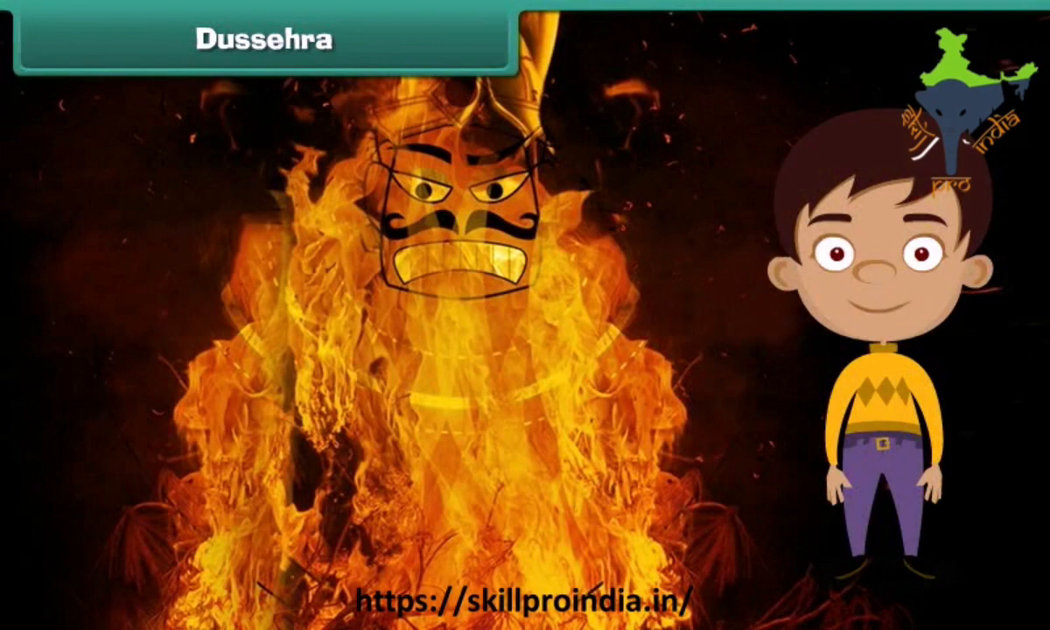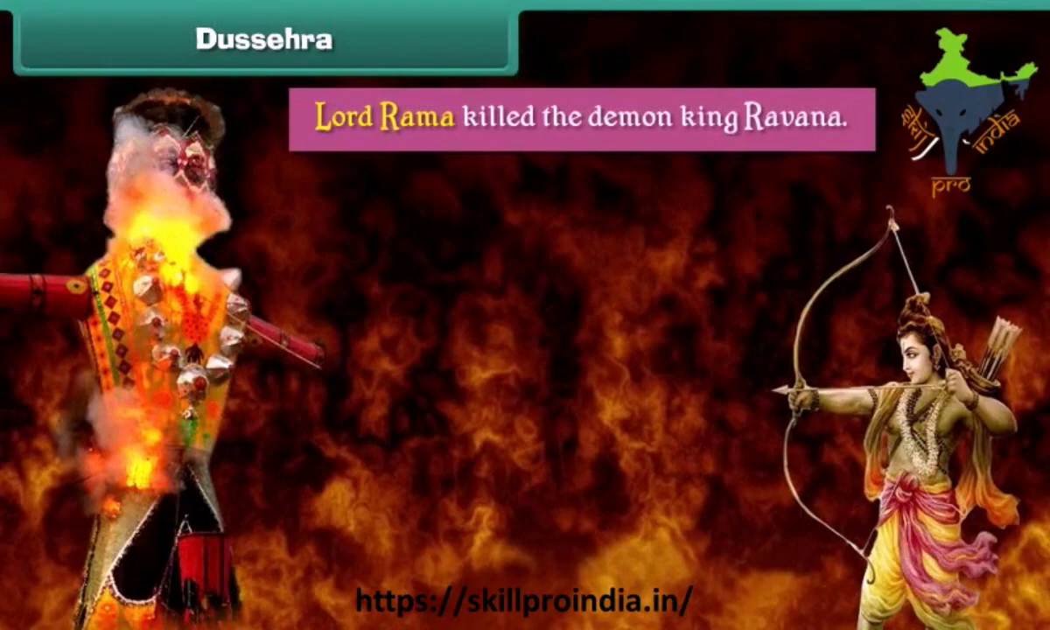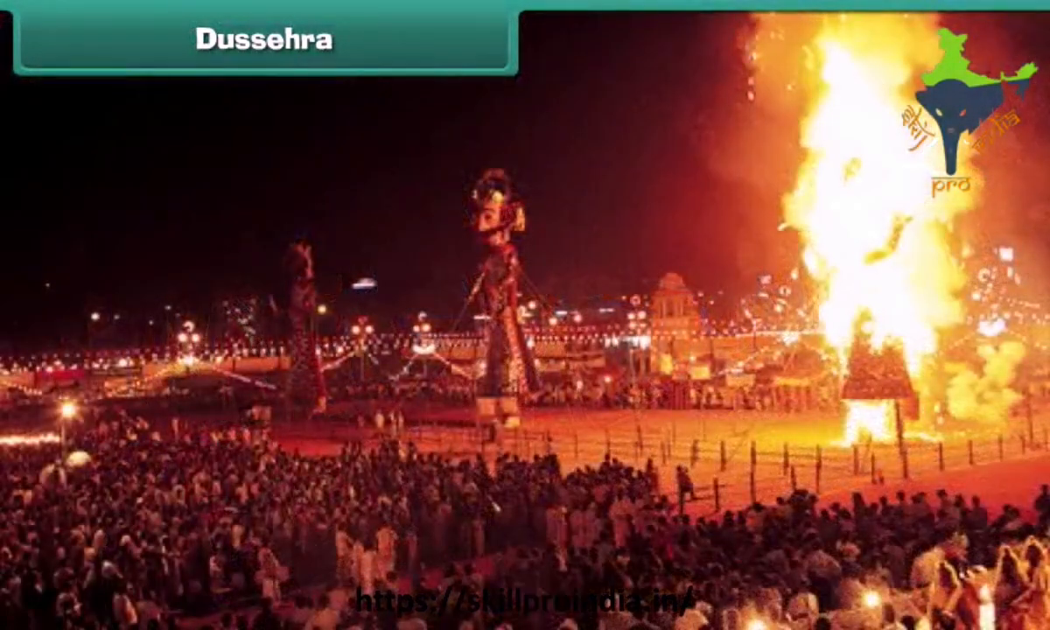Dasahra. Dasahra is another Hindu festival that marks the victory of good over evil. It is believed that on this day, Lord Ram killed the demon king Ravan. People gather in a large field in the evening of this day and burn effigies of Ravan, his brother Kumbhakaran, and son Meghnad.